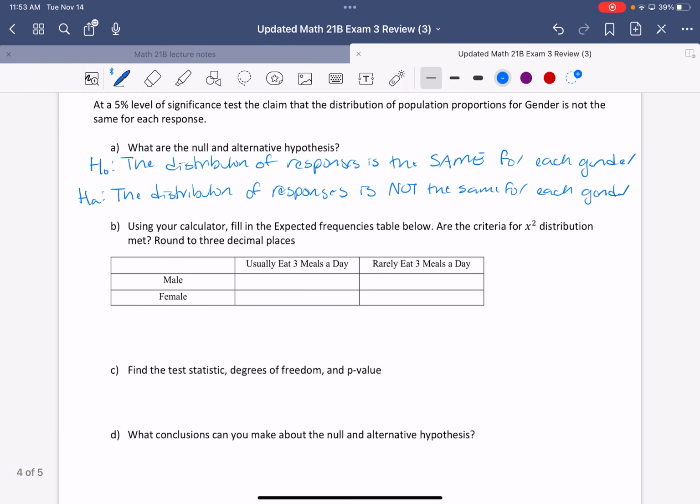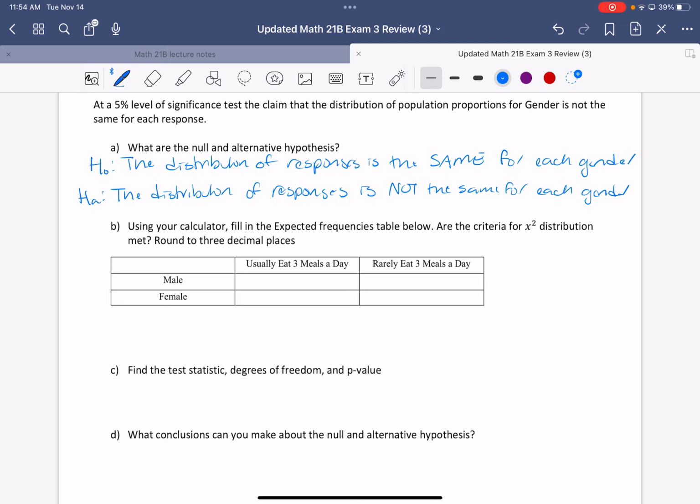I put gender, but I just didn't put response, I just put population proportion for each gender is the same. Oh, okay. No, I want to see what the problem is referring to. And so in this case, it's their responses to that survey. Yeah. Good question. Okay.